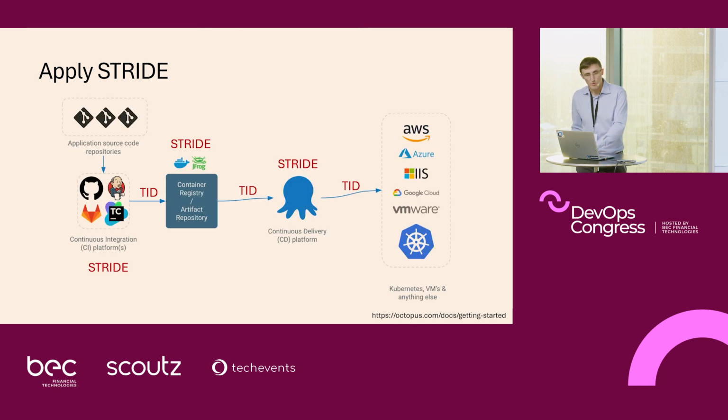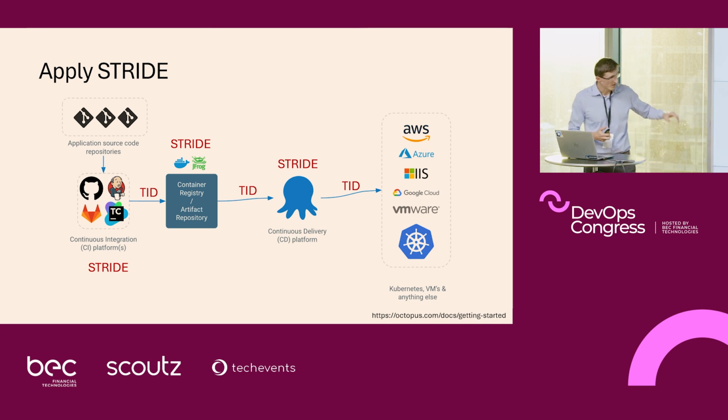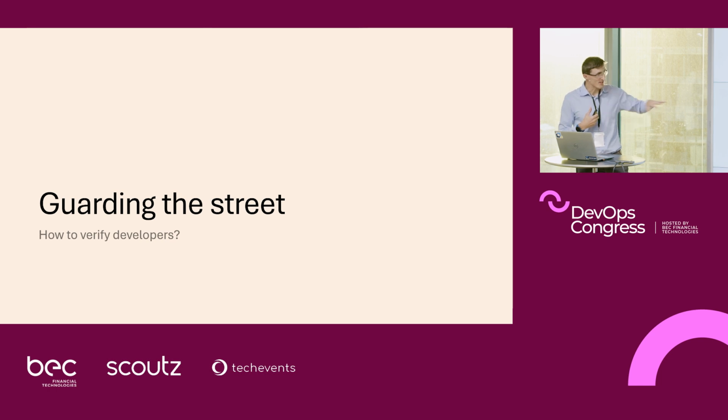So that's how we could think about security: model the whole system and apply the different security categories from the STRIDE methodology to every element of the pipeline. But this is the first way of thinking about security, keeping our own backyard secure. The second way, as I said, is guarding the street.